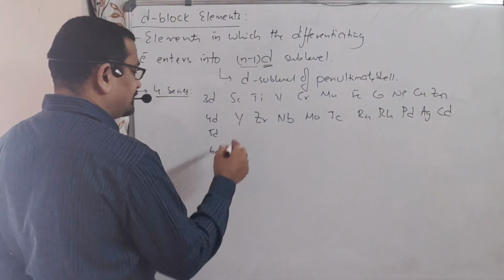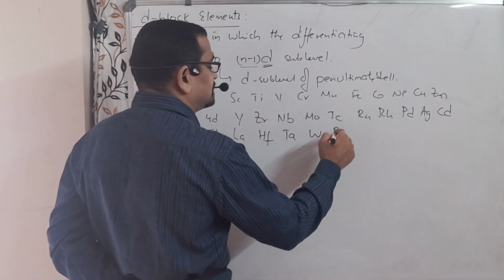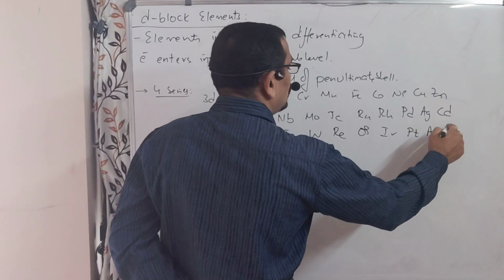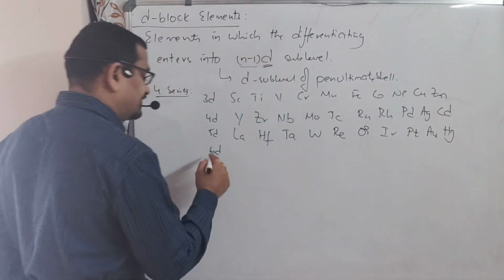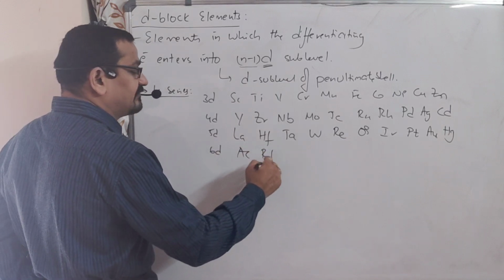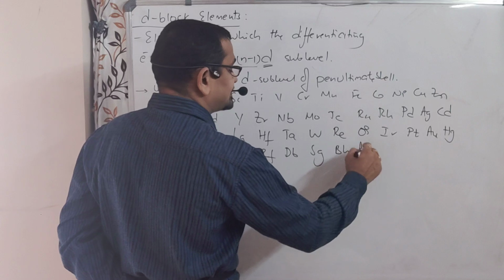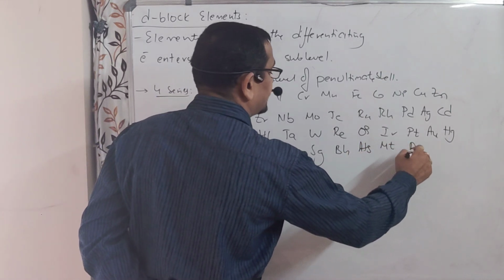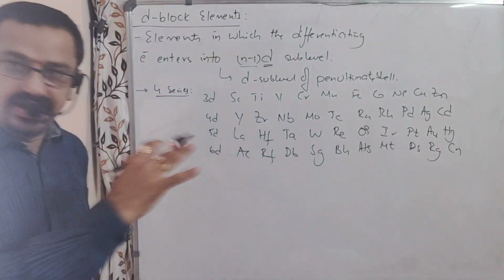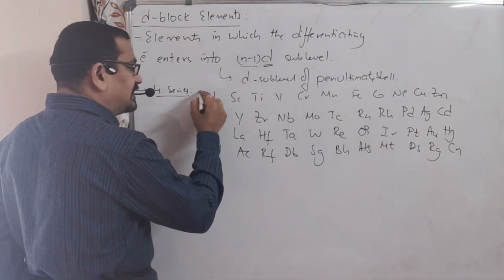What are 5D series elements? Lanthanum, hafnium, tantalum, tungsten, rhenium, osmium, iridium, platinum, gold and mercury. And when it comes to 6D series elements, they are actinium, rutherfordium, dubnium, seaborgium, bohrium, hassium, meitnerium, darmstadtium, roentgenium and copernicium. So you have to remember these elements at any cost.